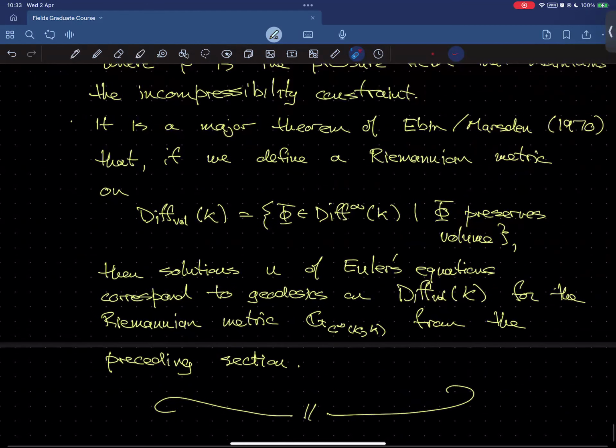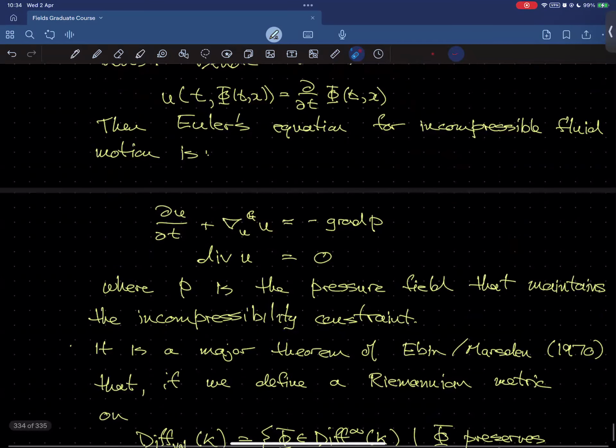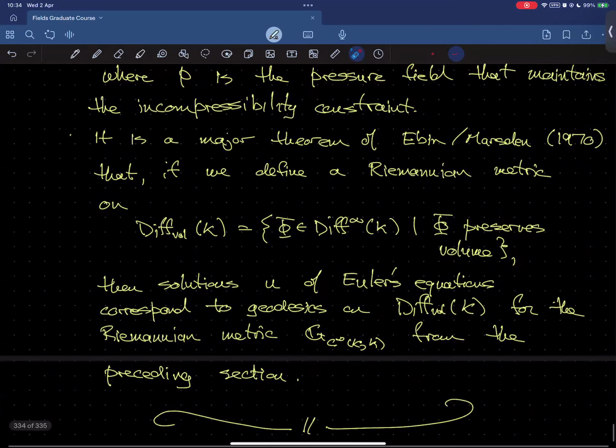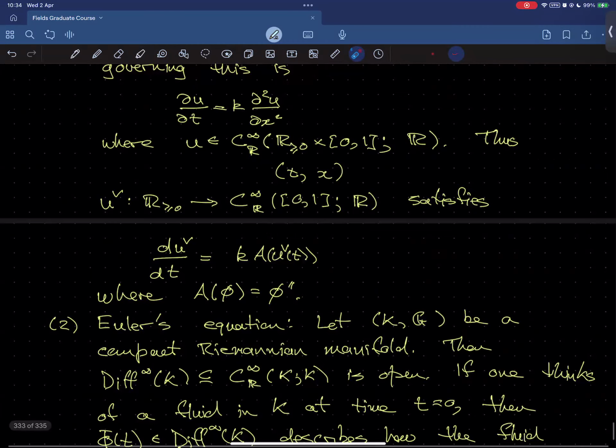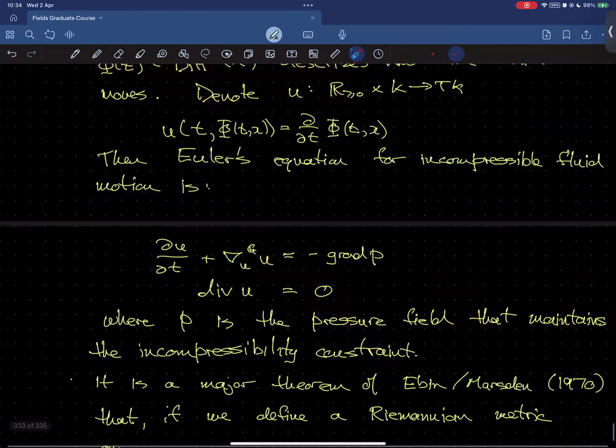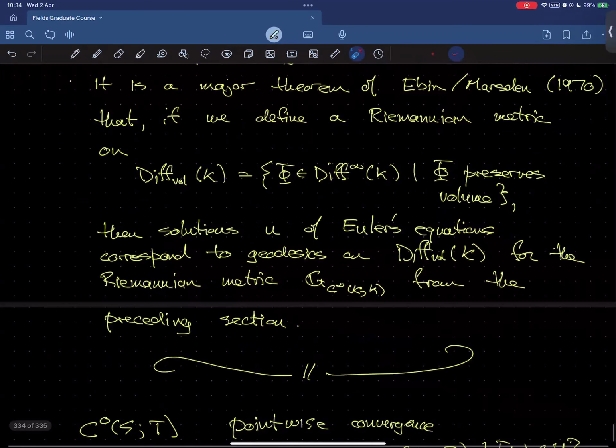And so the major theorem of Ebin and Marsden is that there's a correspondence between solutions of Euler's equations and geodesics on the space of volume preserving diffeomorphisms. Right? And now this is very much a non-trivial statement. So I've sort of included a trivial example, the heat equation, and a non-trivial example. And that's the end of the course.